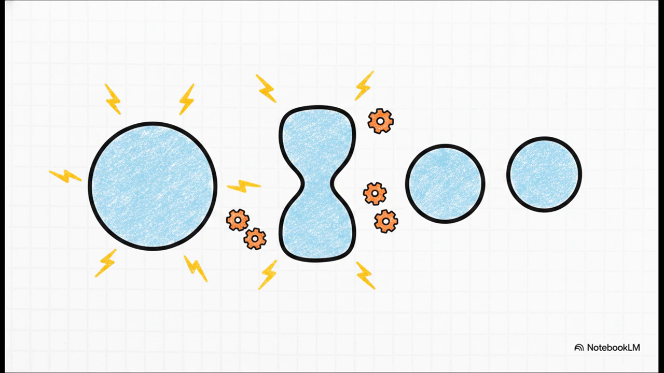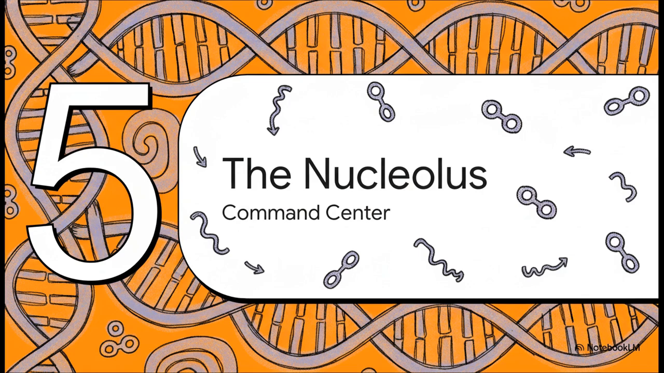And here's a really fascinating point of comparison from the text. Unlike mitochondria or chloroplasts, which have their own unique DNA, peroxisomes completely lack their own genome. Yet, much like mitochondria, they still manage to replicate themselves by fission. Pretty cool, right? And finally, Part 5, the nucleolus command center.